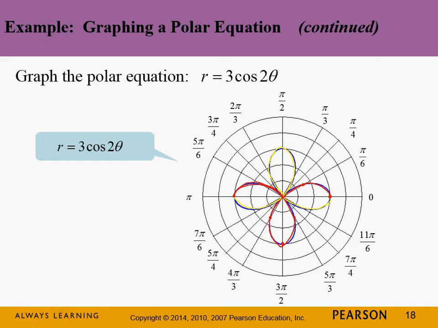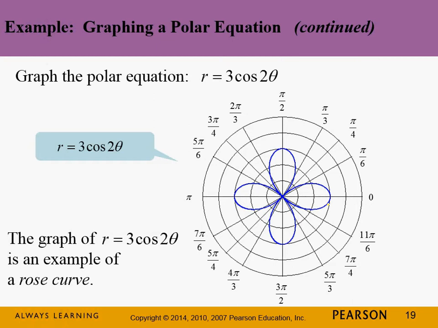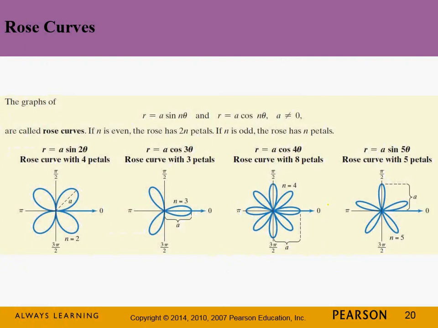That being said, there's an easier way of graphing these. These are what's called rose curves. Here are what rose curves look like. For a sine n theta, or a cosine n theta, if n is an even number, it'll have 2 times that number of petals. If n is an odd number, it will have that exact number of petals. Okay? The coefficient a will tell you how far out the petals extend.